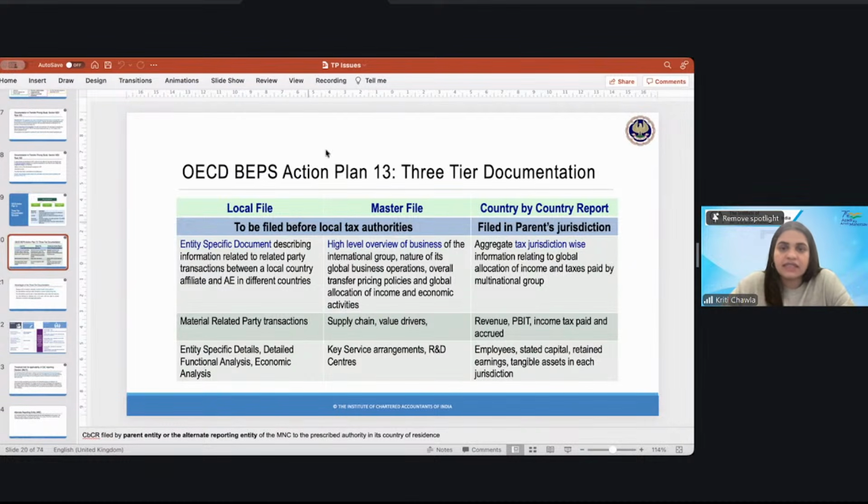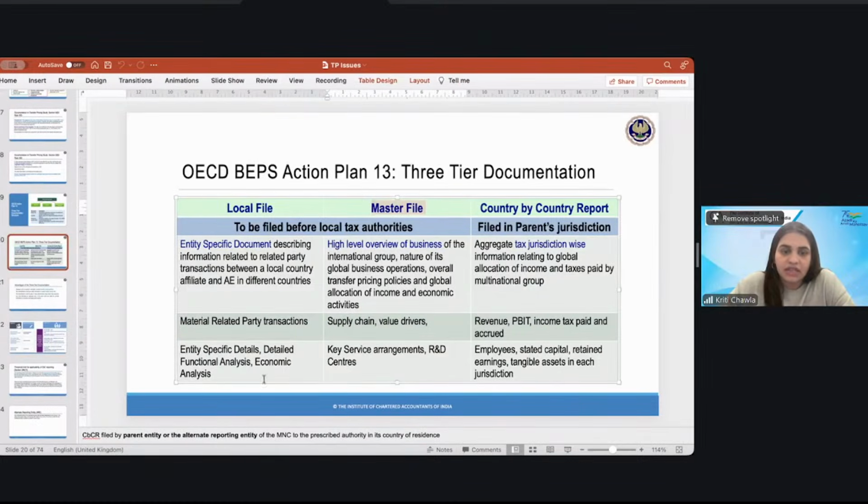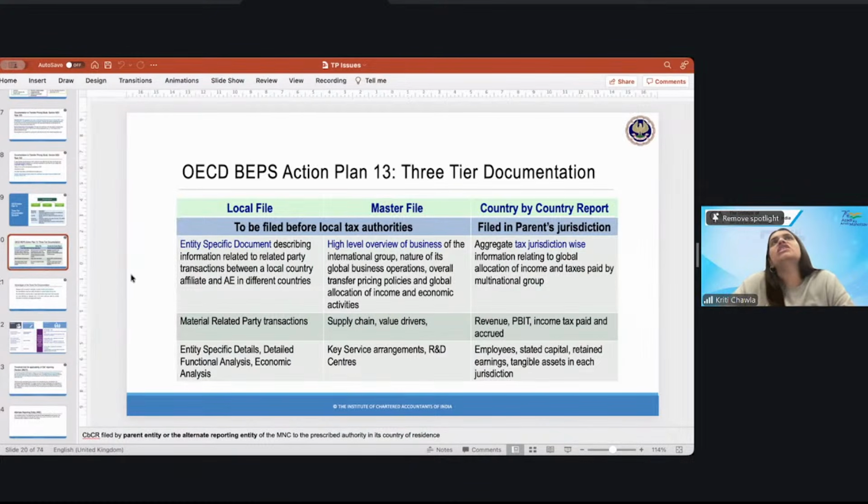The next thing is something called the master file. Now, master file is something which is a very, very high level overview of the business. So it's going to give very, very high level information with respect to the supply chain, with respect to value drivers, what are the transfer pricing goals and the policies of the company, what is the global allocation of income, and what are the R&D centers. So, from a holistic perspective, it will give information of the group itself.